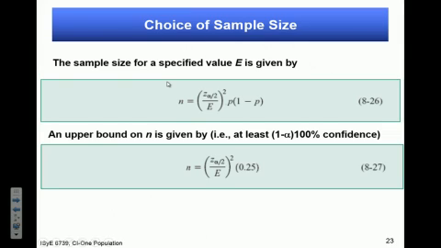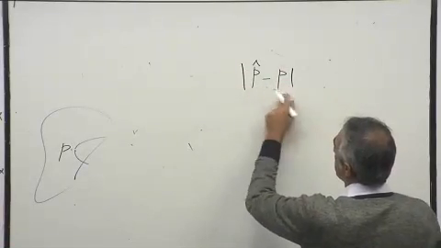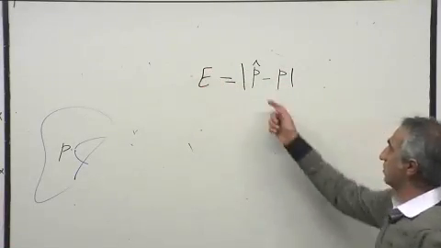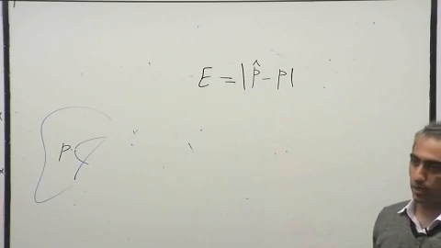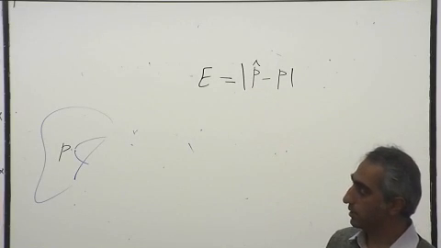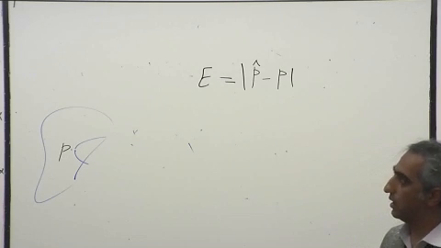sample size for the case of Bernoulli. Do you remember, based on the error of estimation? Error of estimation in this case would be what? Is this guy. That's the error of estimation. So your point estimate and the actual parameter, how much they are different. Okay?